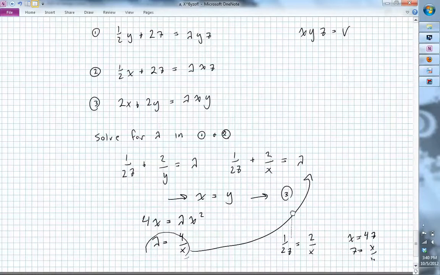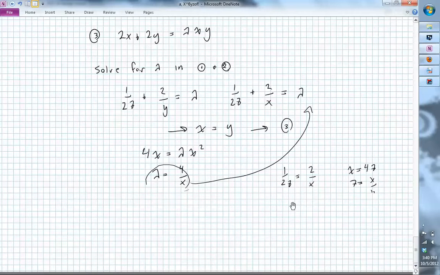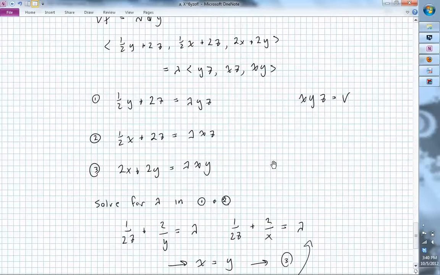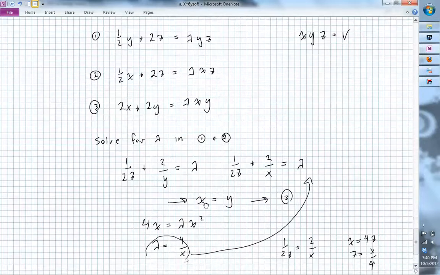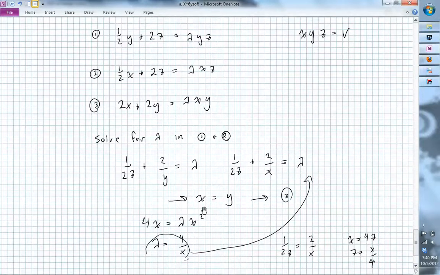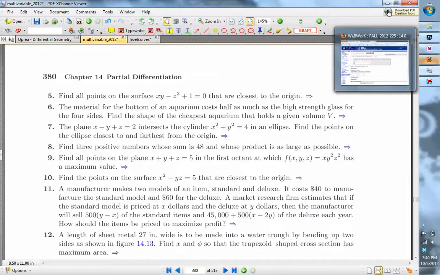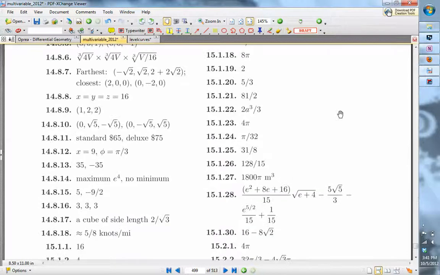Now I have y is equal to x, I have z is equal to x over 4. I'm not going to finish this off because we're out of time, but where do I go? Plug them in up there, solve for x, solve for y, solve for z. Let me just show you what the answer looks like so that you believe perhaps that it's reasonable. Cube roots. That makes sense, right? Okay.